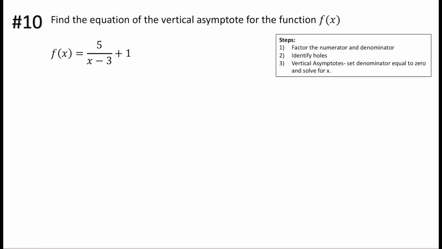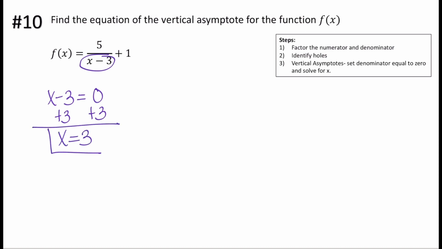Now let's find the equation of the vertical asymptote of the function f of x. So remember, what you want to do to find a vertical asymptote is look for a place where the denominator will equal 0 and solve for x. So you can see here in the denominator we have x minus 3. So if we say x minus 3 equals 0, you can solve that by adding 3 to both sides. And so that will give you x equals 3. x equals 3 will be the equation of the vertical asymptote of this function.